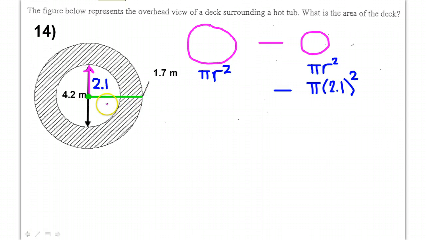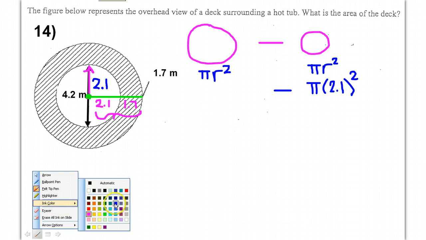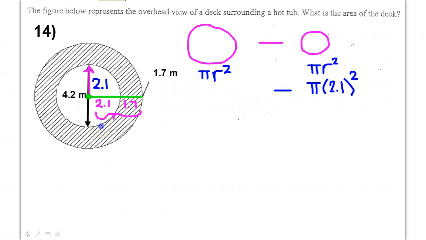This green radius is made up of two pieces that I know. One piece is the radius of the smaller circle, which I know is 2.1, so I'll go ahead and write that down. The rest of this radius is this part right here, the part that's in the shaded area, which is indicated to be 1.7. So to find the radius of the big circle, I need to add those two numbers together. So 2.1 plus 1.7 gives me 3.8. 3.8 is going to be the radius of the big circle.